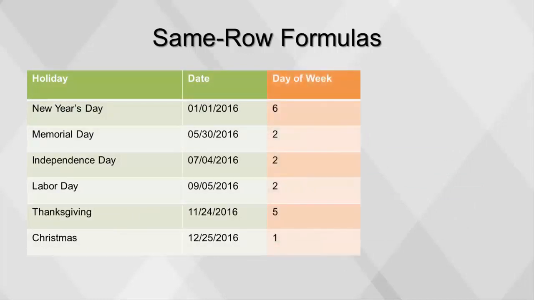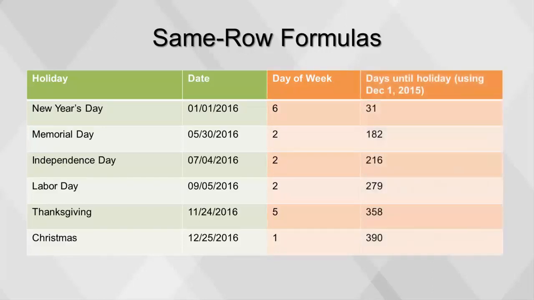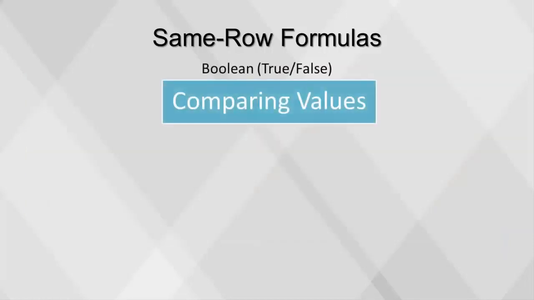We can add a column with a numeric value to describe the day of the week. We can subtract today's date from the date column to find the number of days remaining until the holiday occurs. With formulas, we can also compare values of two different fields to create a Boolean variable.